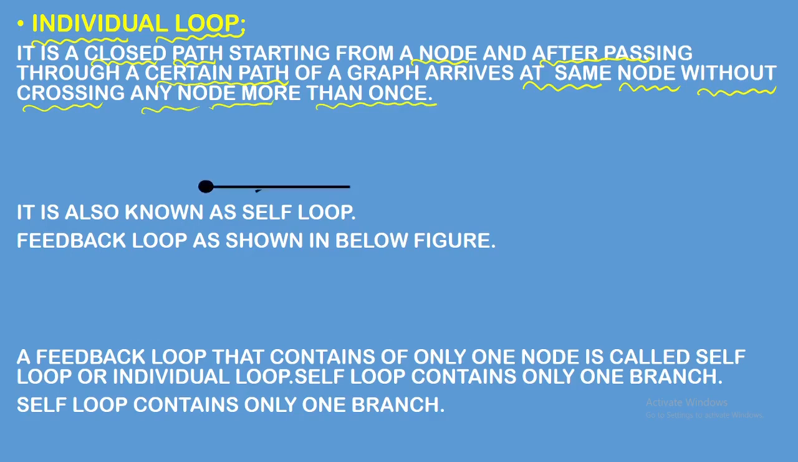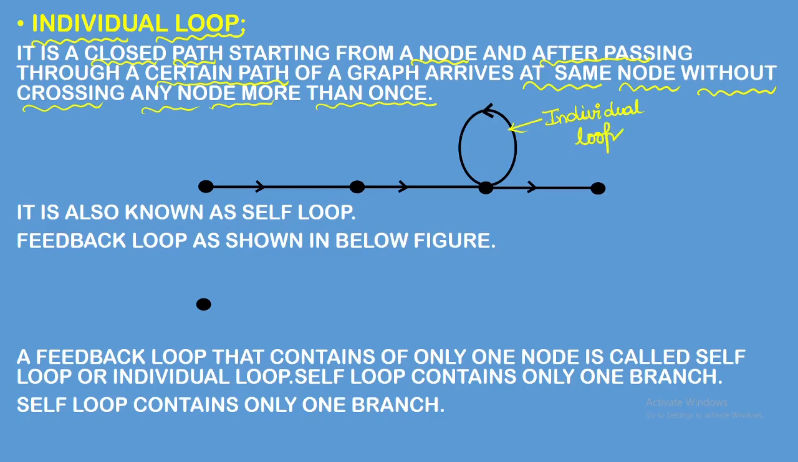So let us take an example of the individual loop here. This is called the individual loop. Here I have taken the example, it is also called a self loop. Why? Because it is traveling from the same node and reaching the same node, so we call it an individual loop, or it may be called a self loop also.